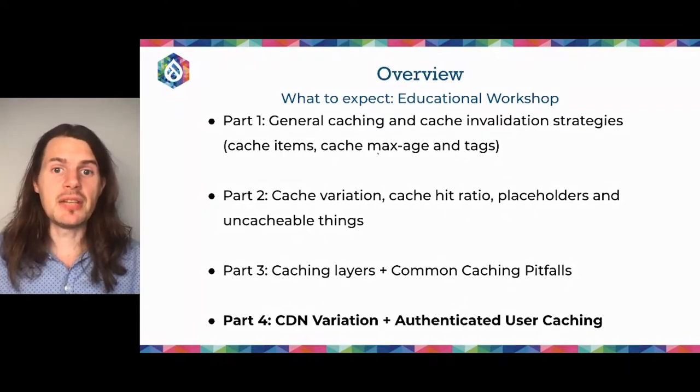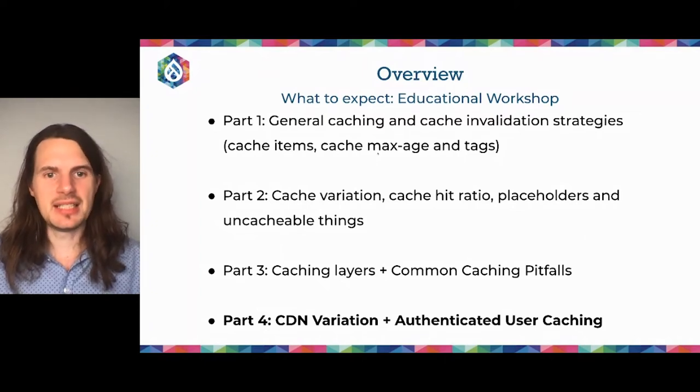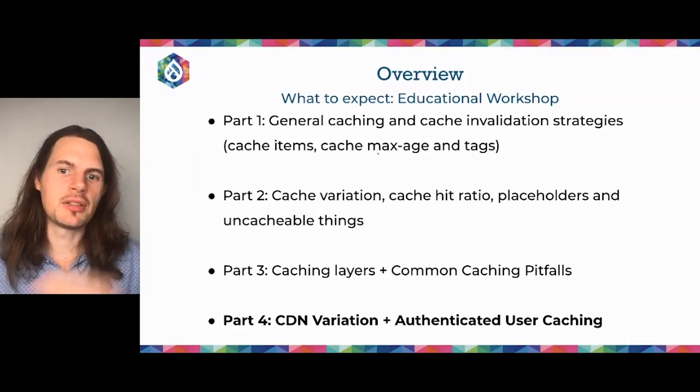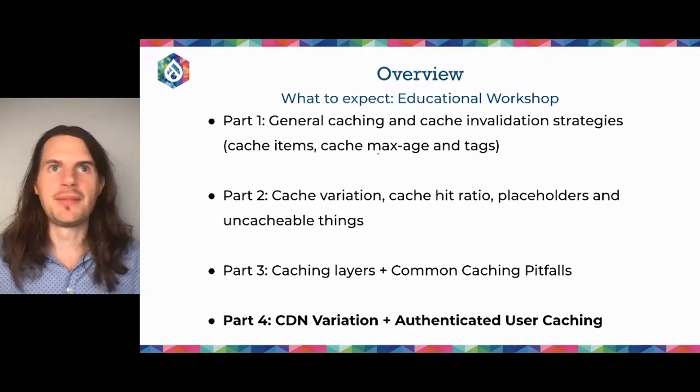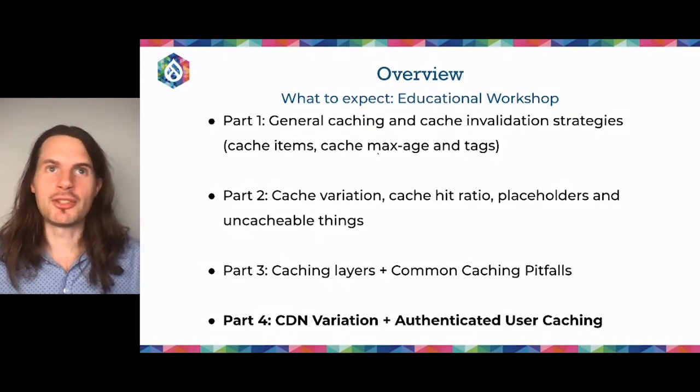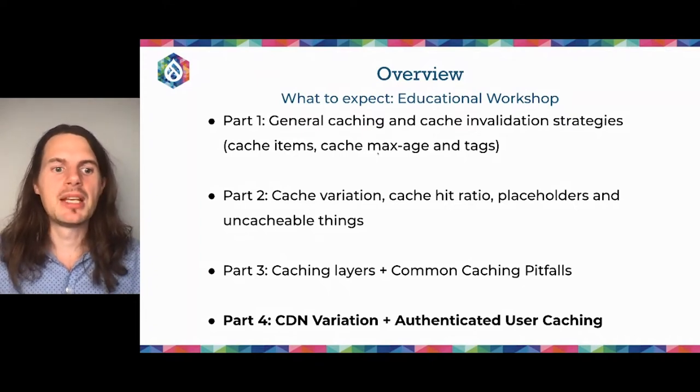Part 1 covers the general caching and cache invalidation strategies: cache items, cache max age, and tags. So we talk about how to invalidate caches. In part 2, we are talking about cache variation, the cache hit ratio, placeholders, and how to deal with things that are just uncacheable, because, well, the current time you probably don't want to cache, unless you want to stop time, if you have a magic stop timer. In part 3, we talk about caching layers and some common caching pitfalls.